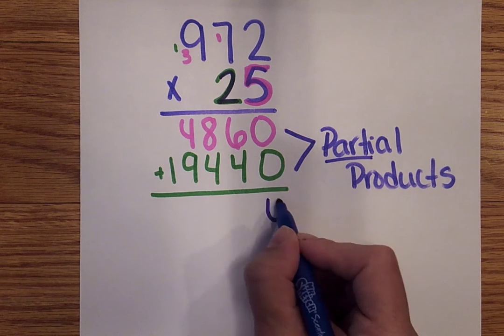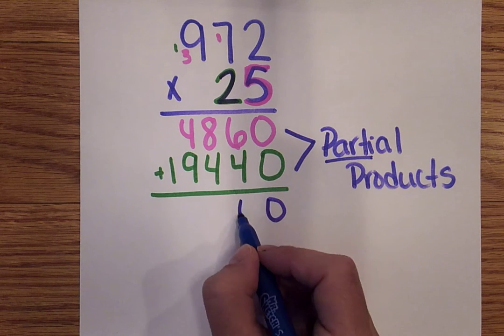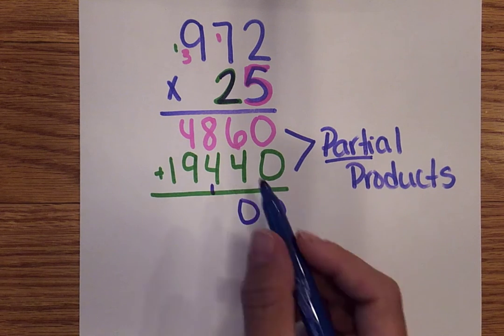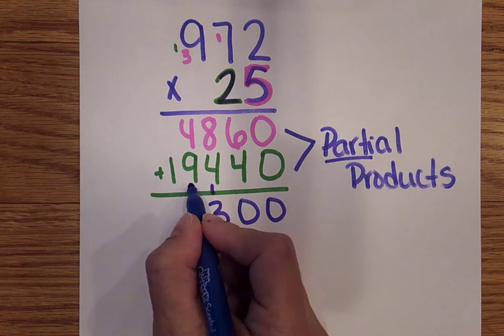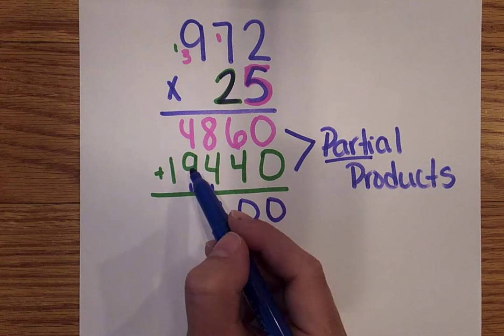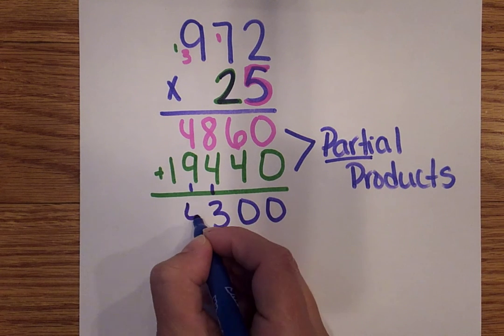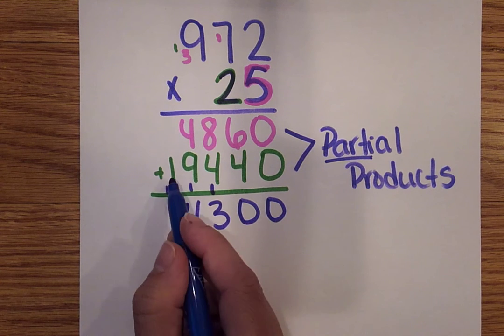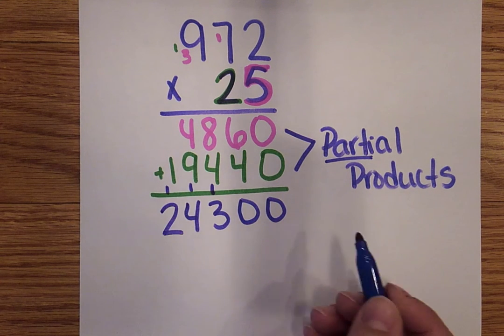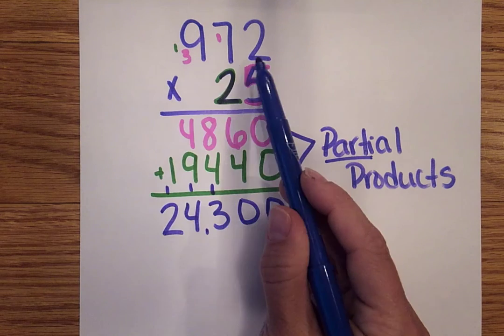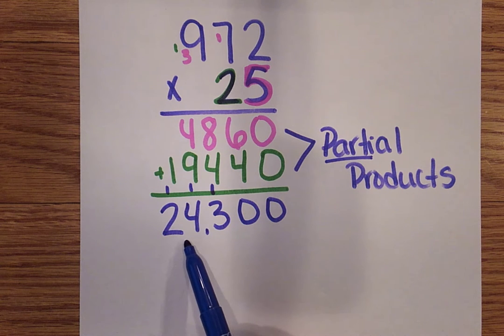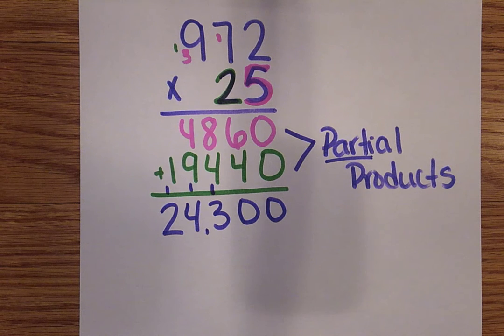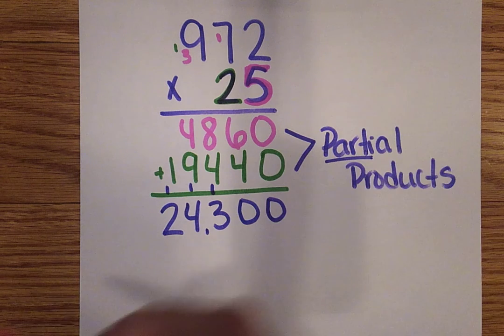0 plus 0 is 0. 6 plus 4 is 10. Regroup my 1. 8 plus 4 plus 1 more is 13. Regroup my 1. 4 plus 9 plus 1 is 14. Regroup my 1. And 1 plus 1 is 2. So 972 times 25 is 24,300.